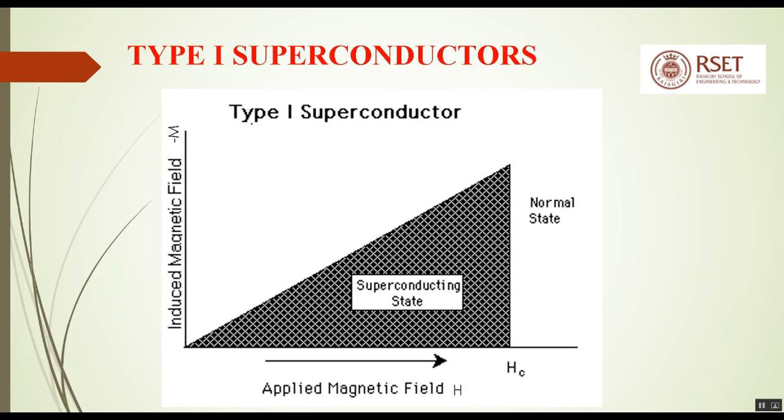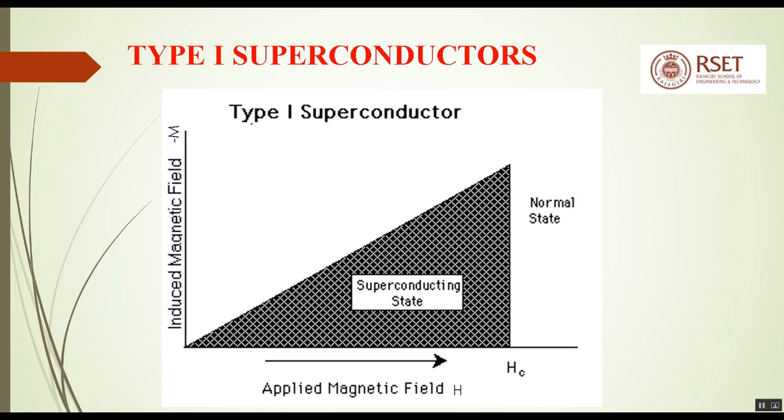As we know, when the specimen is in the normal state, the magnetic field lines will penetrate through the interior of the specimen. This type of superconductor exhibits a complete Meissner effect when it is in the superconducting state, which implies that they are diamagnetic in nature. The value of the critical magnetic field Hc for type 1 superconductors is always low.